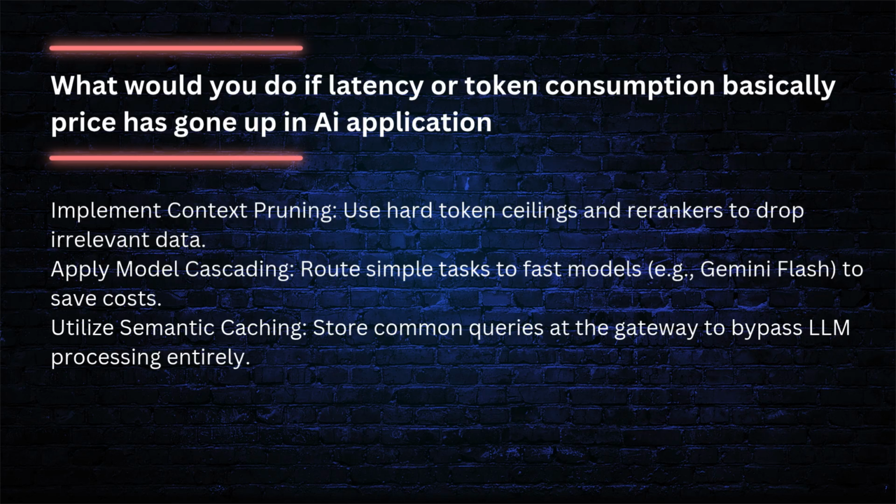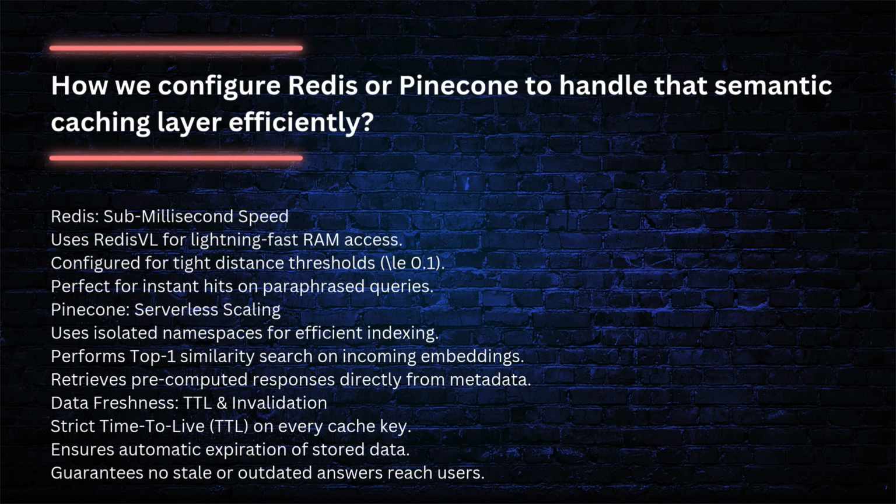Route simpler tasks like formatting or safety checks to a fast, cheap model like Gemini 2.5 Flash, saving frontier models strictly for complex reasoning. Cache common user queries and their embeddings at the gateway level, completely bypassing the vector search and LLM generation steps for duplicate requests. How do we configure Redis or Pinecone to handle that semantic caching layer efficiently?